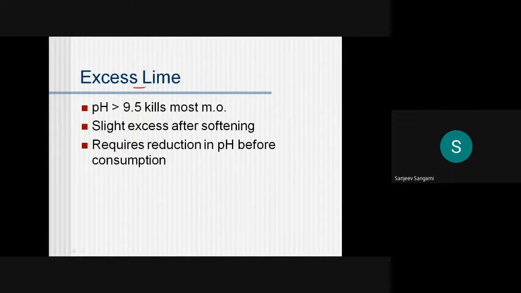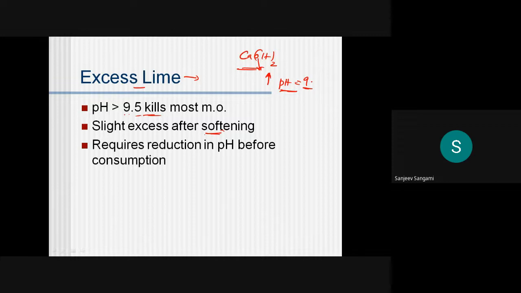Then excess lime. If you add excess lime, we already did this treatment, at pH greater than 9.5. We know lime is Ca(OH)2, that is hydrated lime. If you add this, normally the pH of the water is going to increase to more than 9. Once you increase the pH, definitely it is going to kill most of the pathogens. And it has to be added after softening, we discussed this.